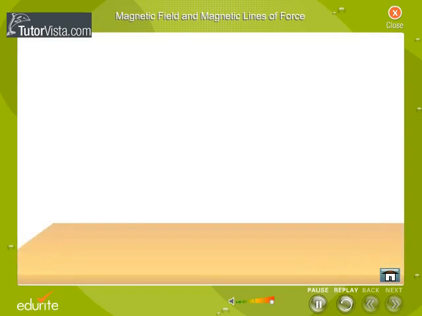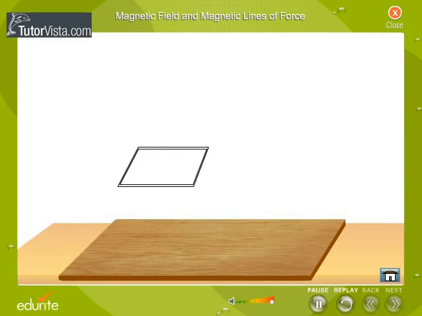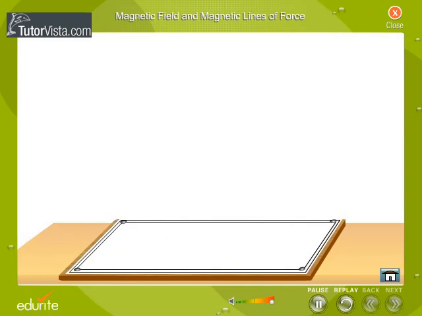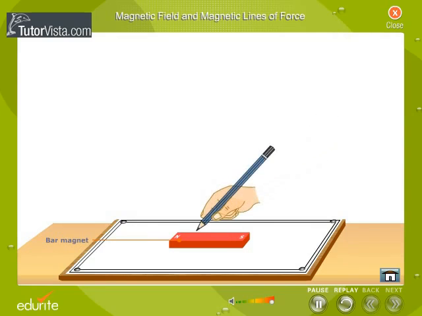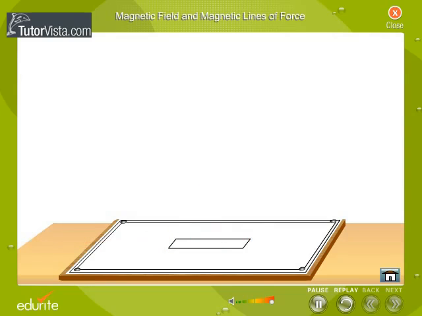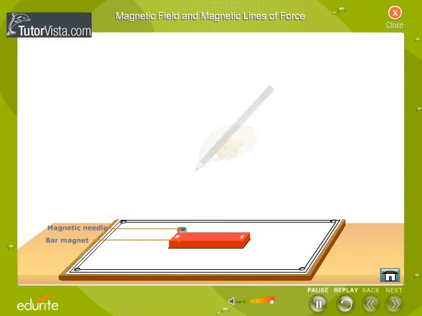Fix a sheet of paper on a drawing board. Place a bar magnet on the sheet of paper. Trace the boundary NS of the bar magnet. Place a compass at the North Pole. What do you observe? The magnetic needle comes to rest in a particular direction.